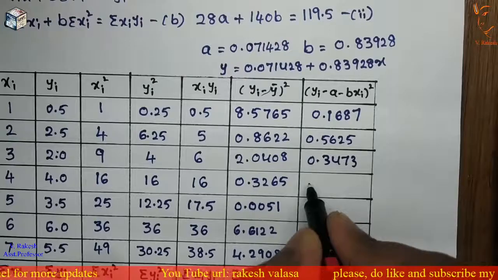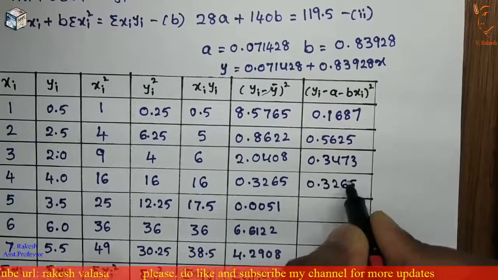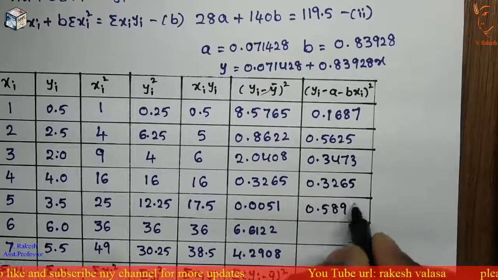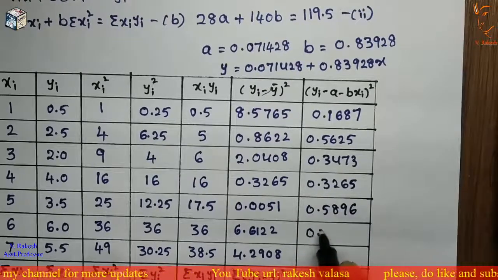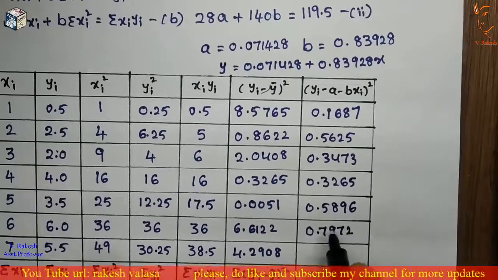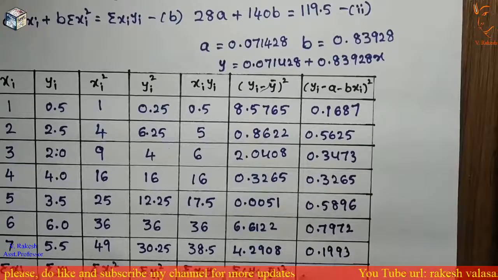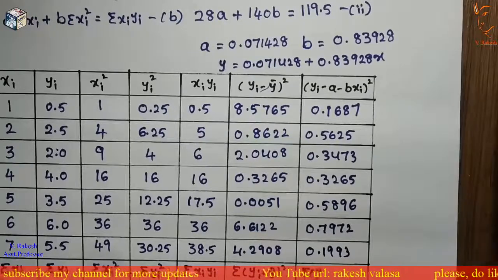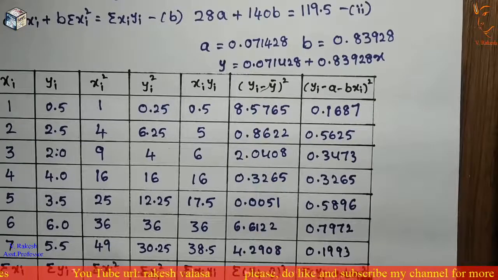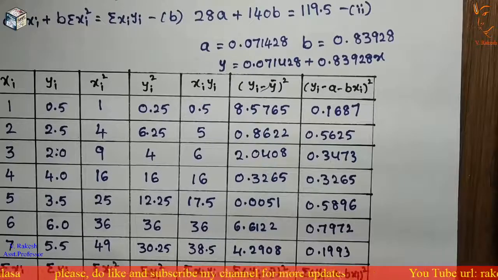Fourth one is 0.3265, 0.5896, 0.7972, 0.1993. Last one is summation of yi minus a minus bxi whole square. The value is 2.9911.